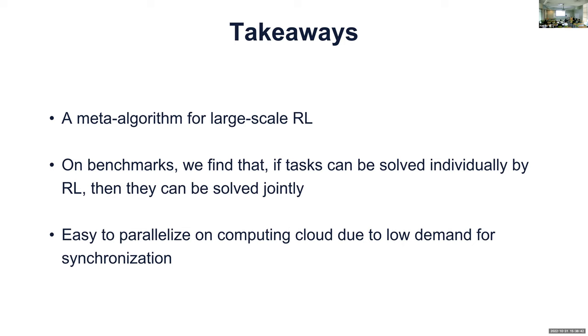So basically, if you have a reinforcement learning algorithm to train specialists, and a learning algorithm to merge the specialists into the generalist, you're able to do well. It's like a divide-and-conquer strategy: the individual tasks can be solved well, and then we are able to solve them jointly.